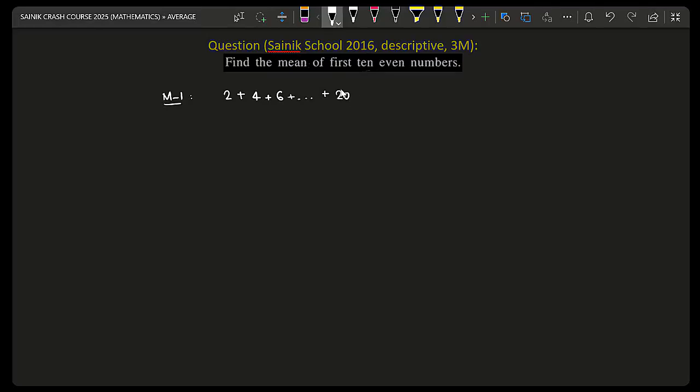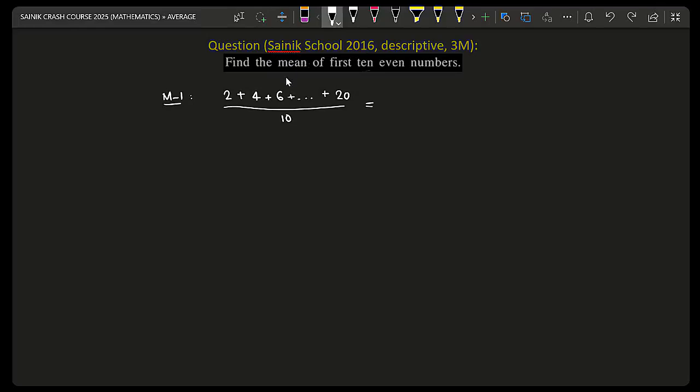Okay, this is the sum of observations by number of observations. How many observations are there? Sir, 10. So if you simplify, you'll get the answer. By manually adding them also you'll get the result. But without manually adding, do you have any trick, Abhyuday?